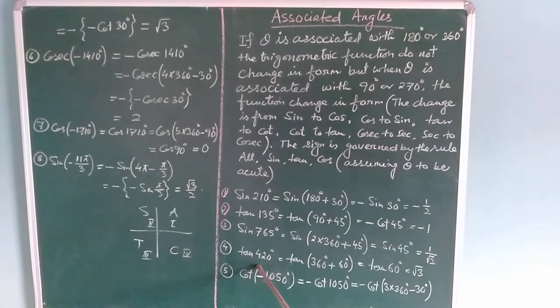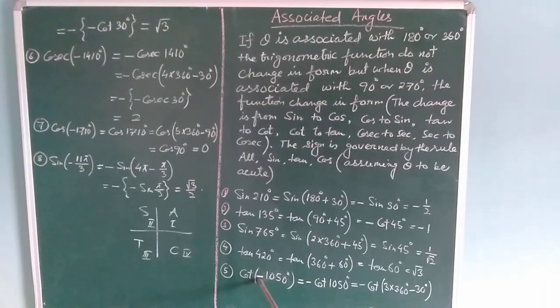Then tan 420 degree. 420 means 360 plus 60. Again 360 is there, so tan remains tan. 360 plus 60 means we are in the first quadrant. So positive, tan 60 is root 3.